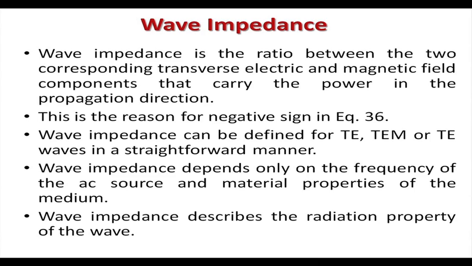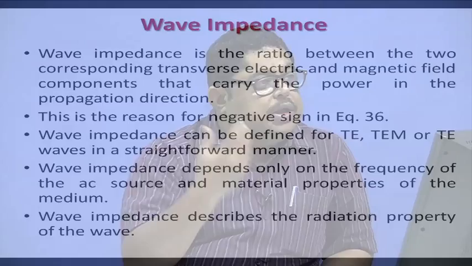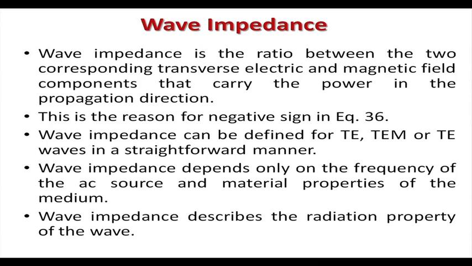Wave impedance depends only on the frequency of the AC source and material properties of the medium. Wave impedance depends obviously on the frequency. So, if you change the frequency from 1 megahertz to 100 gigahertz, wave impedance will definitely change, because you know impedance is a frequency dependent term. But it depends on the material properties, omega, mu, sigma, etc., but it does not depend on the structure where it is propagating. It describes the radiation property of the wave.